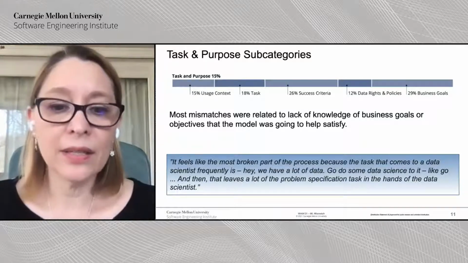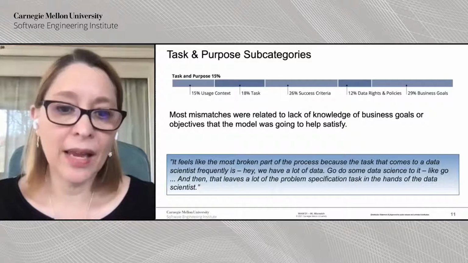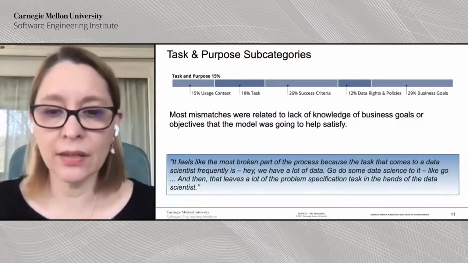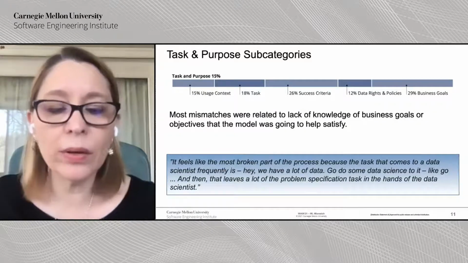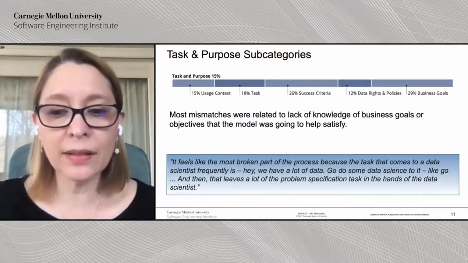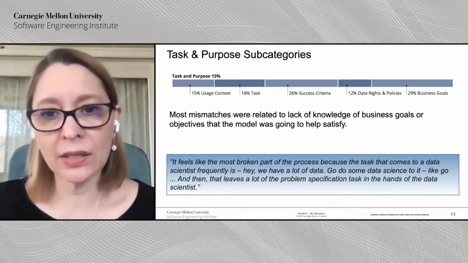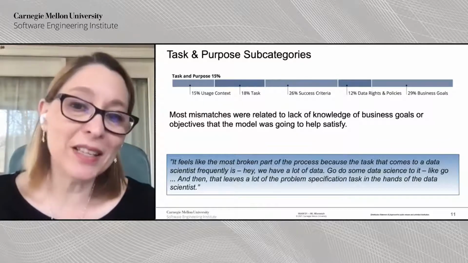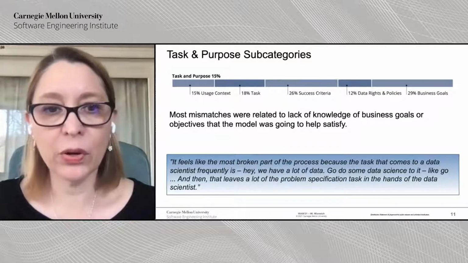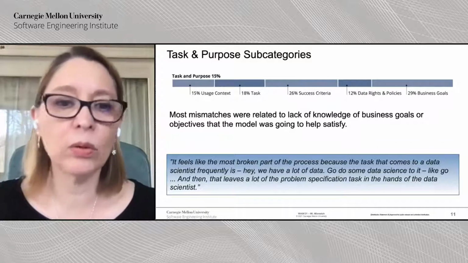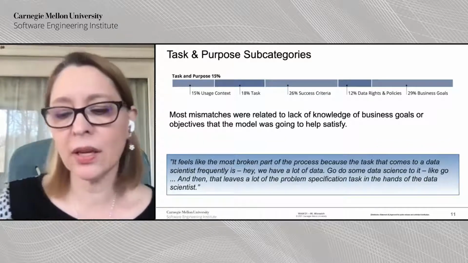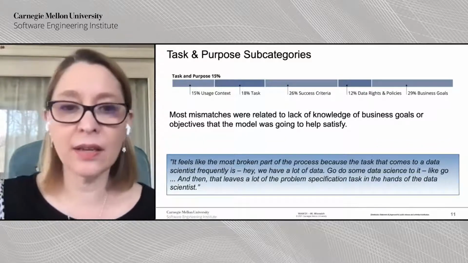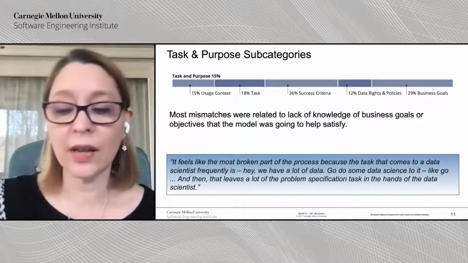A lot of times data scientists are simply given data and they say, hey, go do some good data science to this data, but they don't know what is the problem that they're solving. And so basically what is happening is that the problem specification task is being left in the hands of the data scientist, which is good in some ways, but not so good in others. So definitely communicating business goals, success criteria, usage context is very important for data scientists to develop models that actually solve problems.